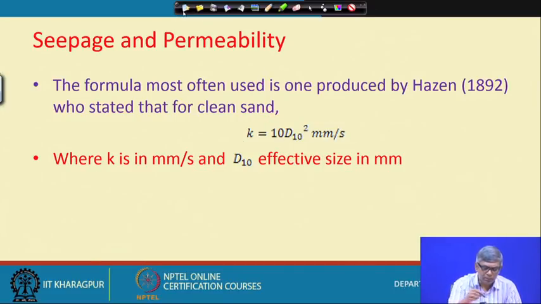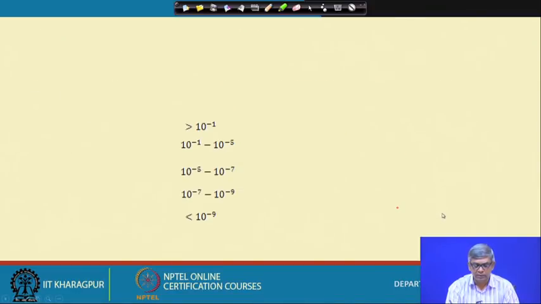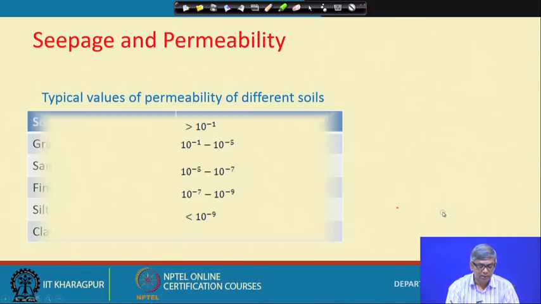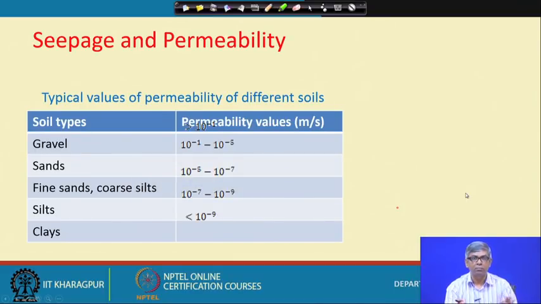Now, this is applicable for a particular soil only, but there are different types of soils. So, you have to find out the permeability for different soils, and for that there are a number of references available where we can find those values.